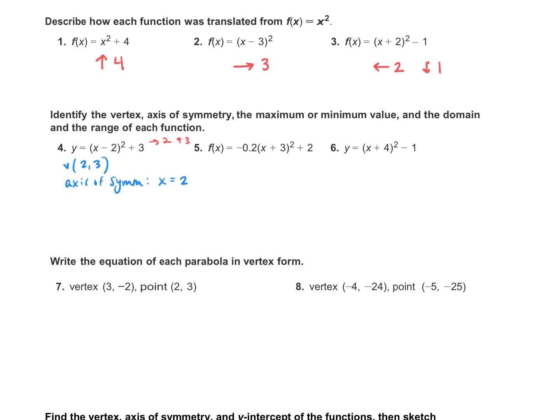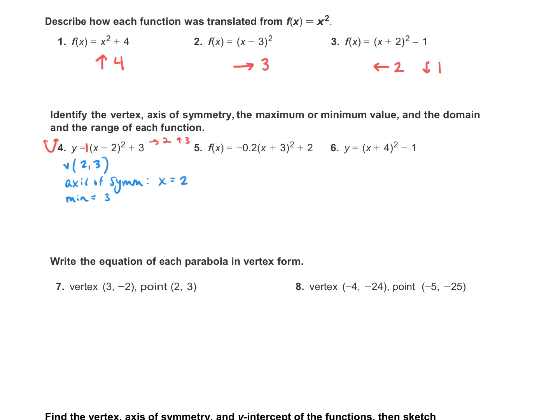Maximum or minimum, so our a value is found in front of our parentheses. Right here, our a value is a positive 1. Because that's positive, that means that this parabola is opening up, which gives us a minimum value. So the minimum value is how low does your graph get? Well, the vertex is the lowest point on this parabola. And because we're talking how high or how low, that is a y value. So the minimum value is a positive 3. It's going to be that 3 from our vertex.